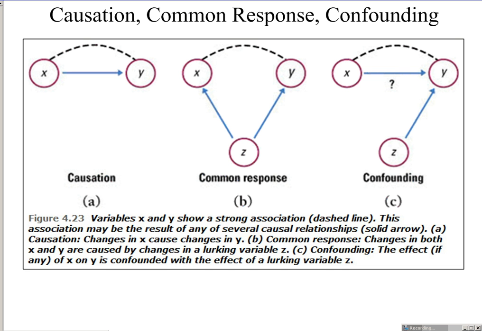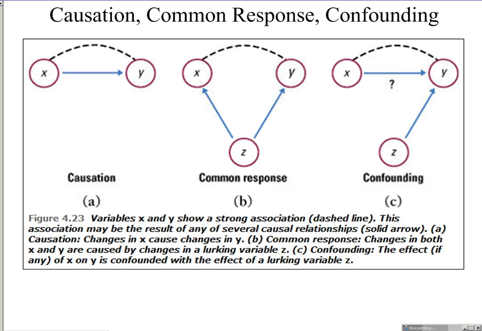Letter A, causation. Variable X and Y show strong associations. The associations are given by the dotted lines. So we know in each of these 3, X and Y are associated in all 3 of these situations. That's what's represented by the dotted line. This association may be the result of any of several causal relationships, which is the solid arrow.